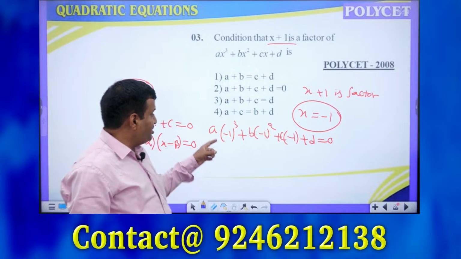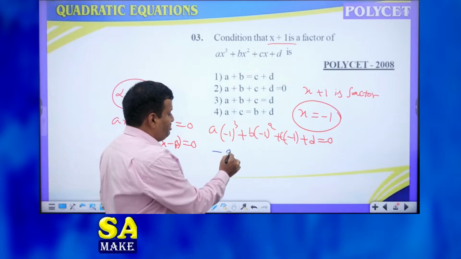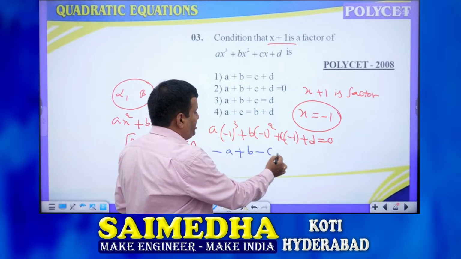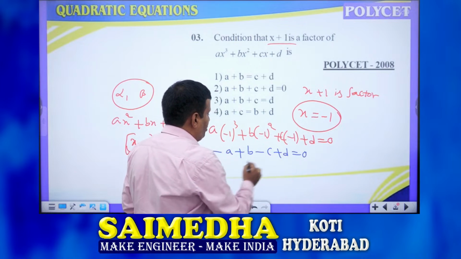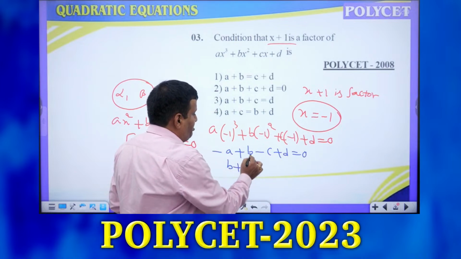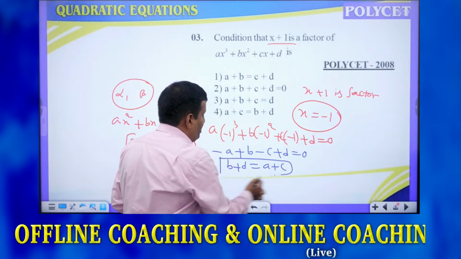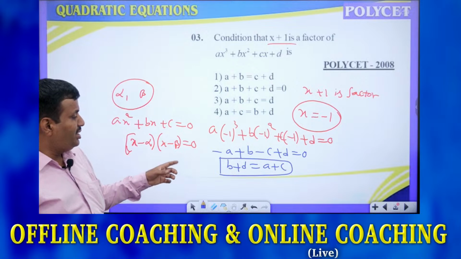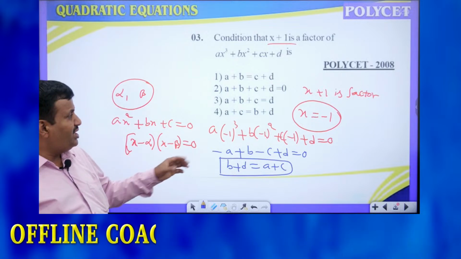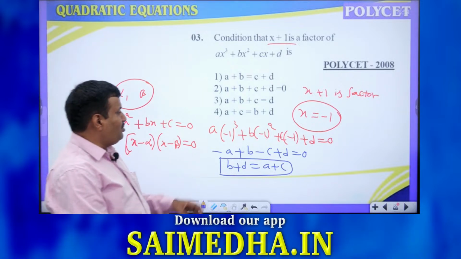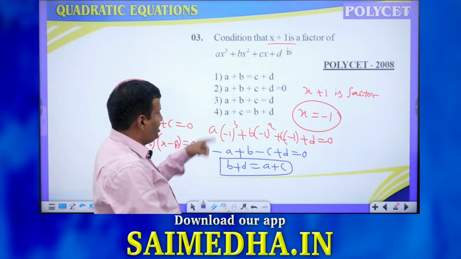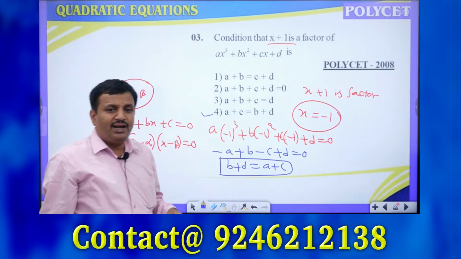What is the result of this one we are getting here? Minus a plus b minus c plus d equal to 0. b plus d is equals to a plus c. a plus c is equals to b plus d. Yes, which option is satisfying here? A plus c is equals to b plus d. If you observe here, option 4 is the correct answer.